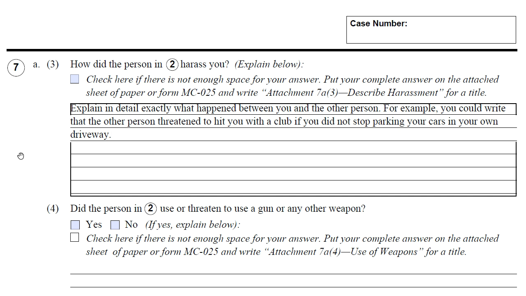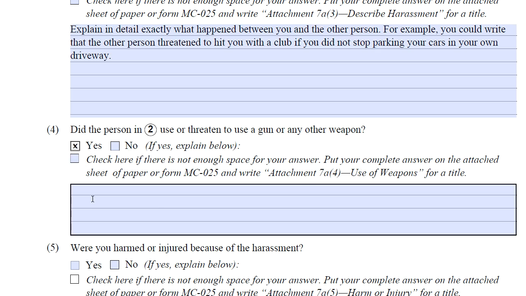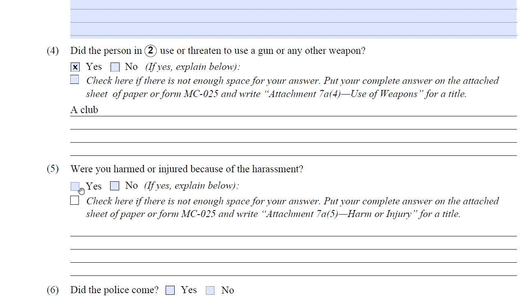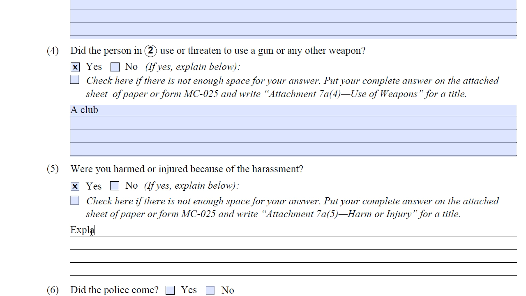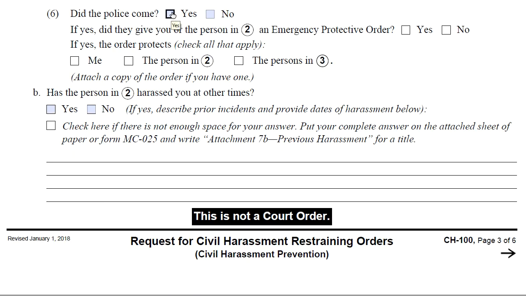If the other person used threatening words or even swear words, make sure you write down as close to exactly what happened as possible. Under 4, did the person threaten you with a gun or other weapon? So in the example I typed above, yes, the person did, and the type of weapon was a club. Were you injured? If you were, check yes and explain. If you were not injured, check no. Okay, did the police come? Yes or no.